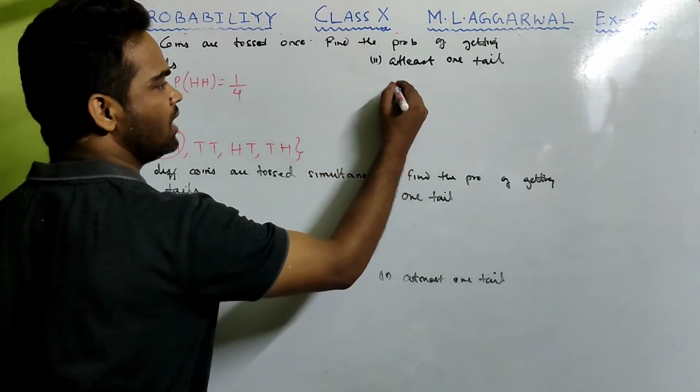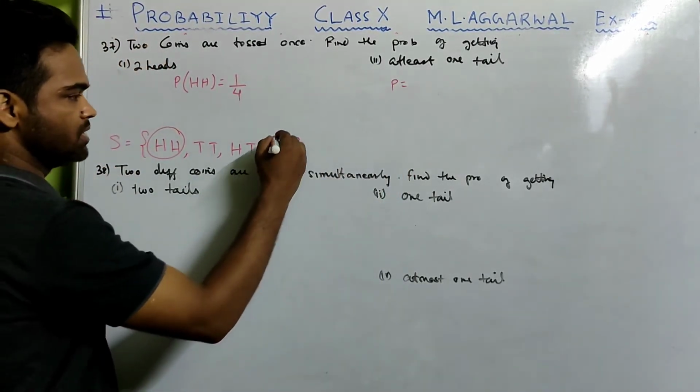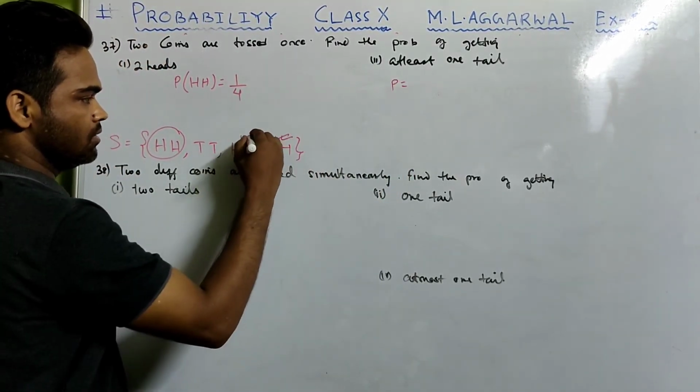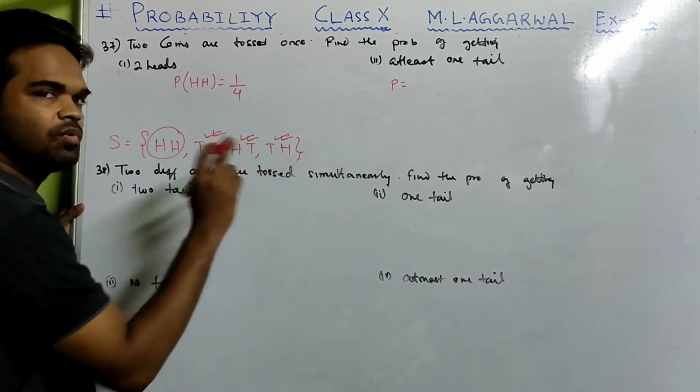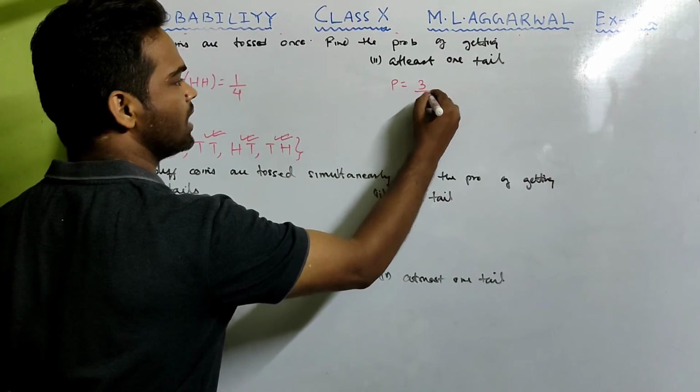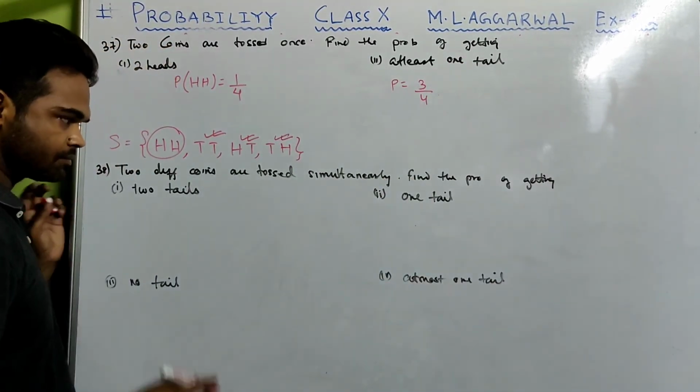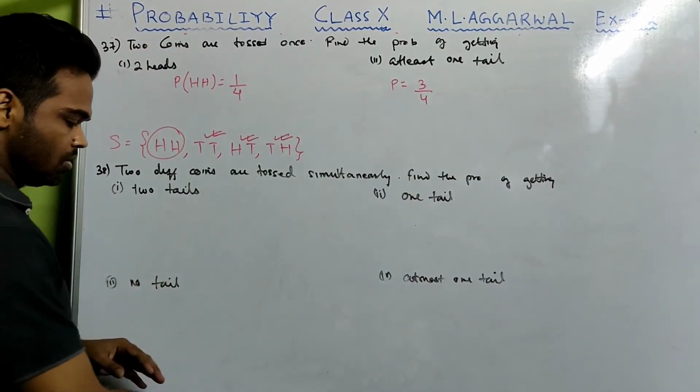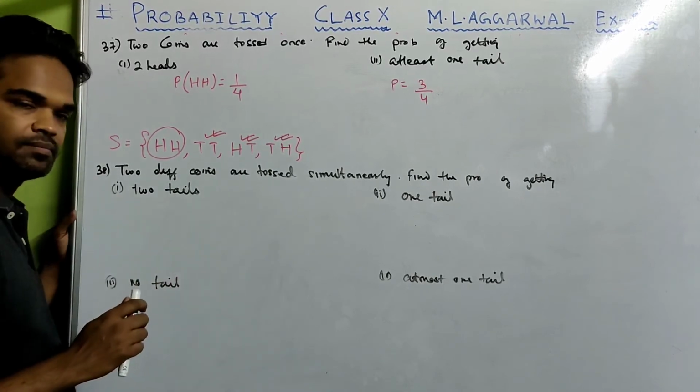At least 1 tail, which means this one, and this one. There has to be 1 tail at least. Okay, so it will be 3 by 4. Done.